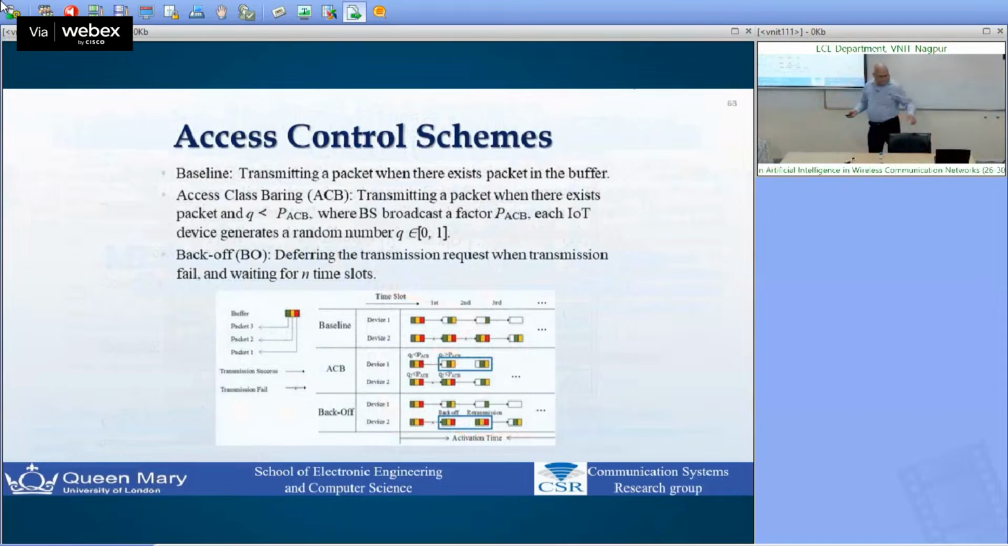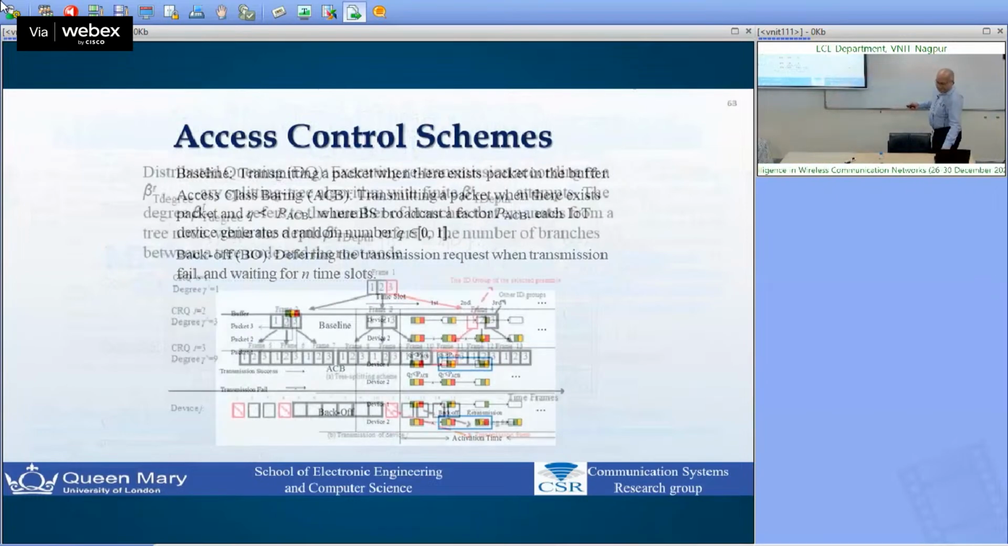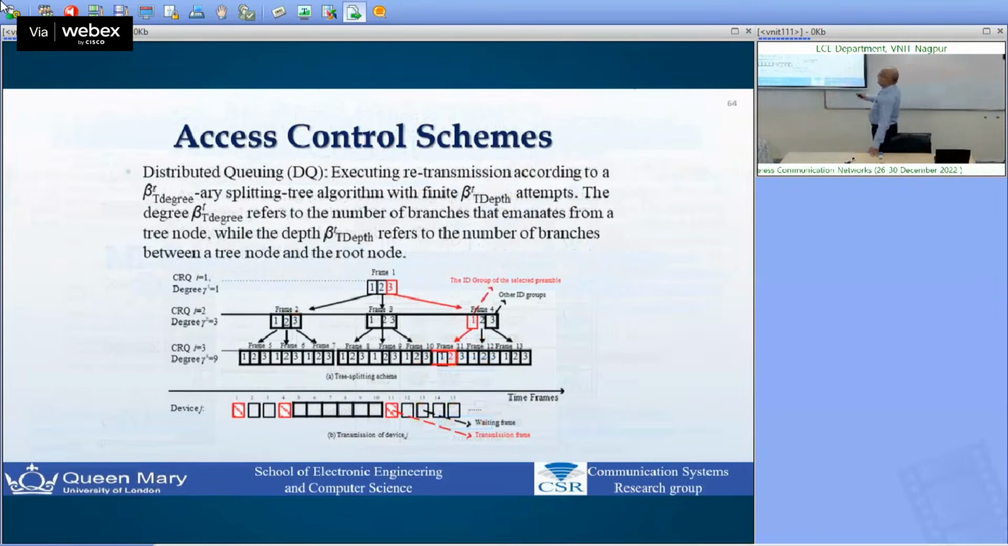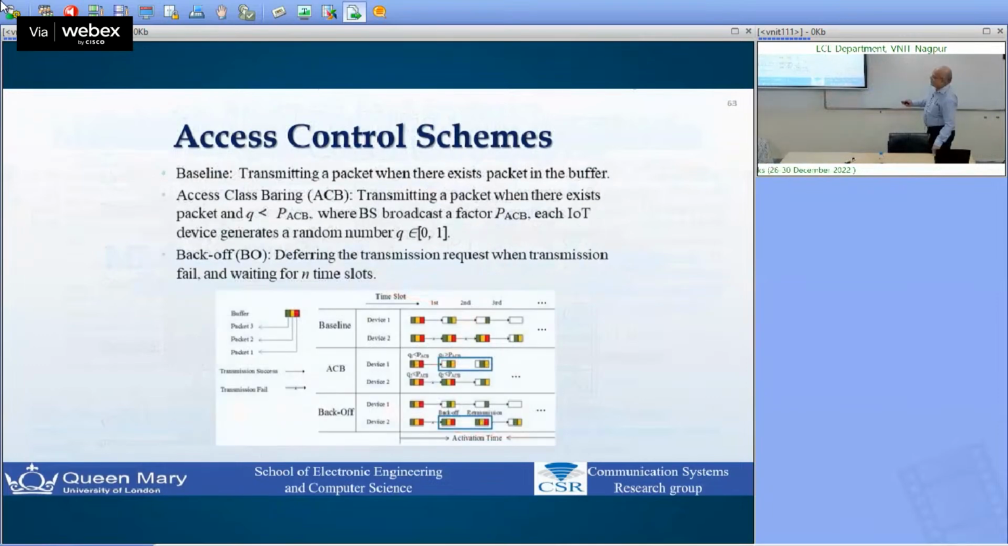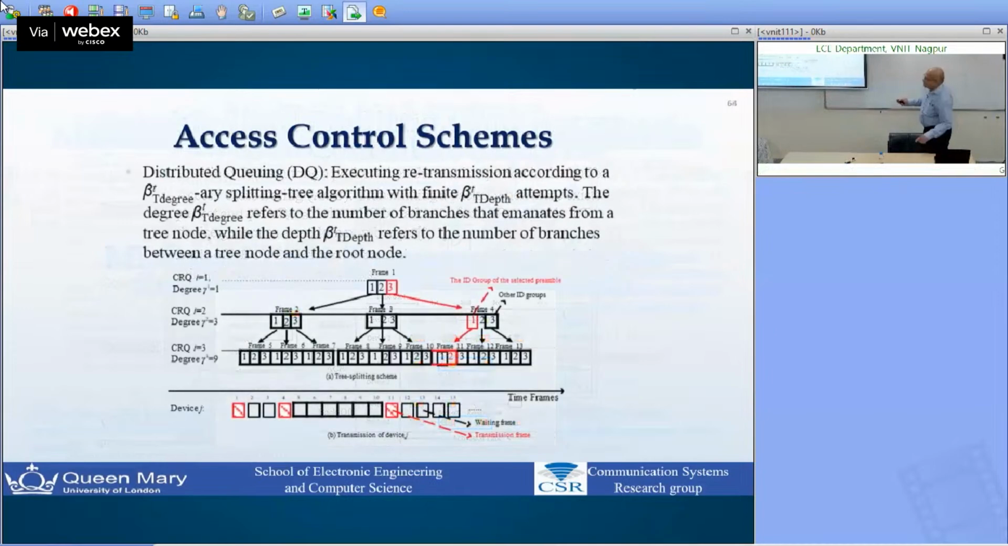The other one is distributed queuing. There are two parameters here. In the ACB scheme, only one parameter has to be broadcast, the ACB factor; likewise in backoff, the backoff factor. Here we have two parameters: one is the degree, the other is the depth. Here there are 3 branches, so it goes to a depth of 3. Then a total of 13 frames will come.